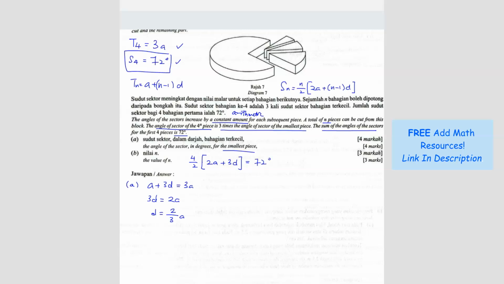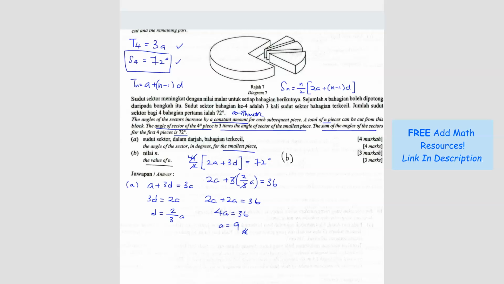Okay, so here we have 2. I bring this 2 across, so it becomes divide 36. So 2a plus 3d. d we got from here, 2 over 3 a. So 2a plus 3 times 2 over 3 a equals 36. This one I can simplify: 2a plus 2a equals 36. So 4a equals 36. So a is equal to 36 divided by 4, which is 9. Okay, so we found the smallest piece. Answer is 9.